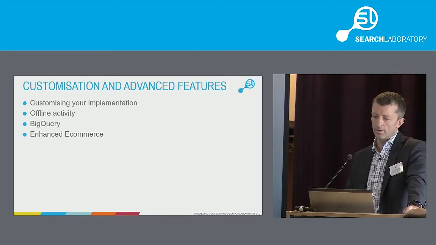So I just wanted to run you through a few of the differences between what you would do as a bog standard implementation and what you can really supercharge and put your implementation on steroids. So the four things I'm going to touch on here are how to customize your implementation and your setup, the problem of offline activity and how you marry that up with your online data, BigQuery, which is something that's already been touched on, but I'll give you a couple of use cases and examples about what that is. And then there's one more feature here called Enhanced E-commerce, which is really for e-commerce sites. So I'll touch through all those as we go.